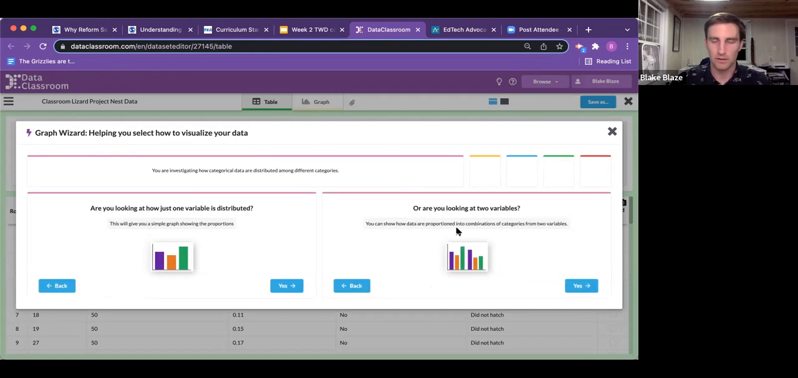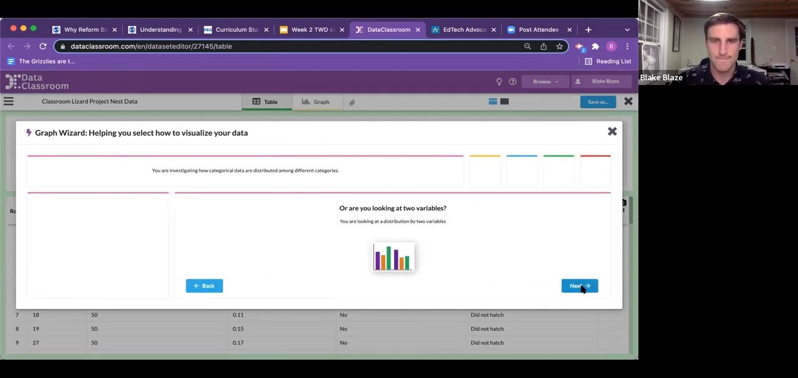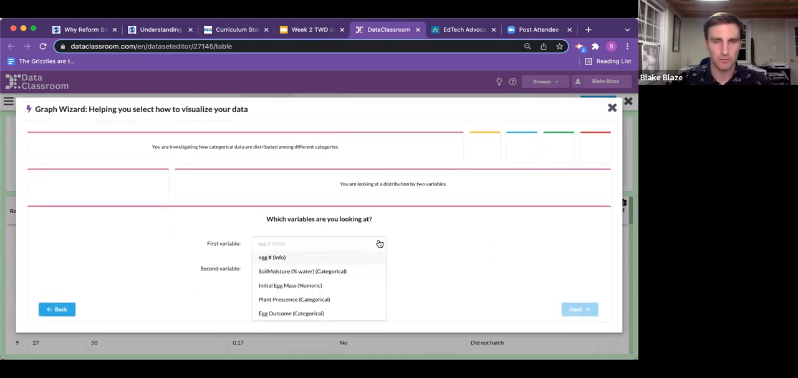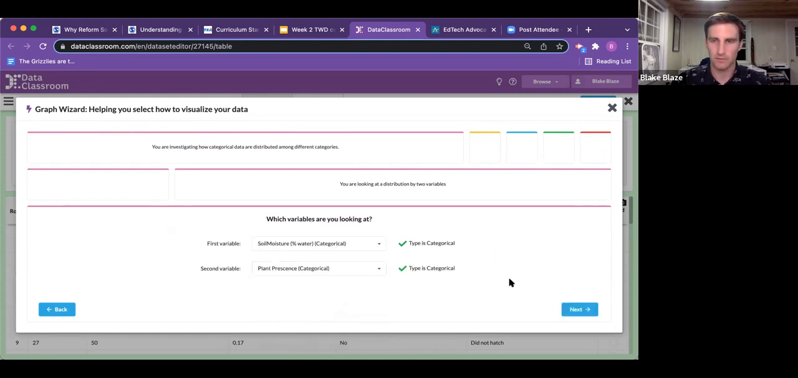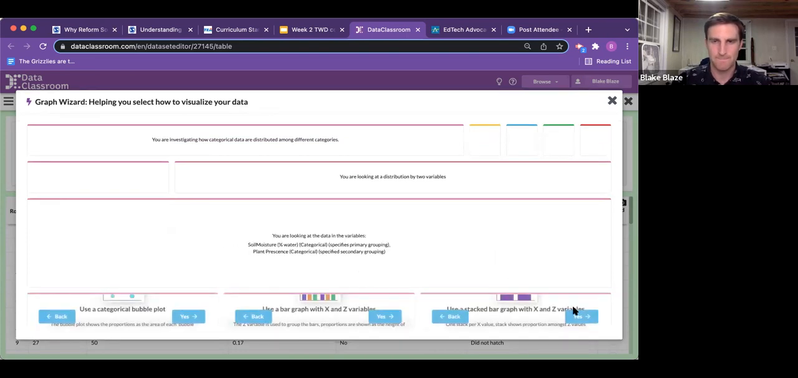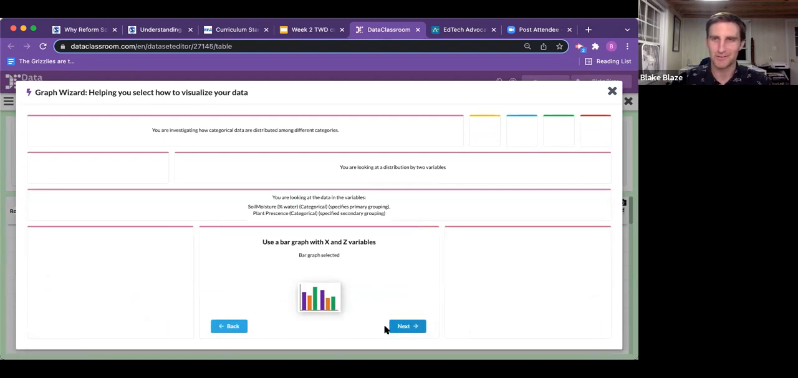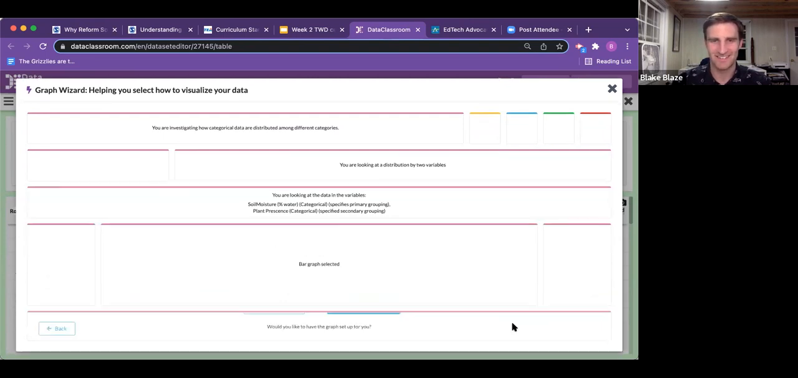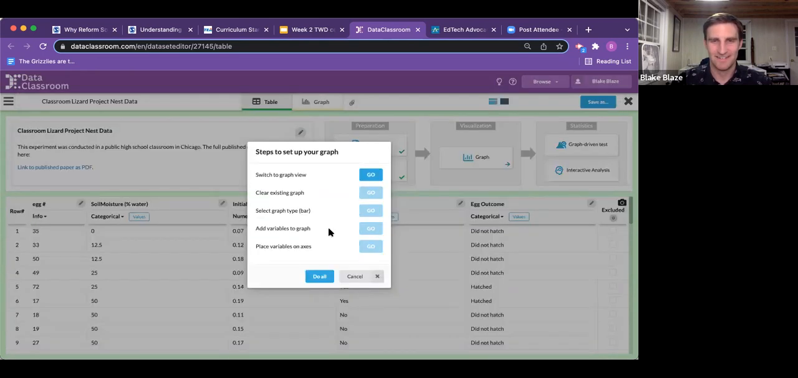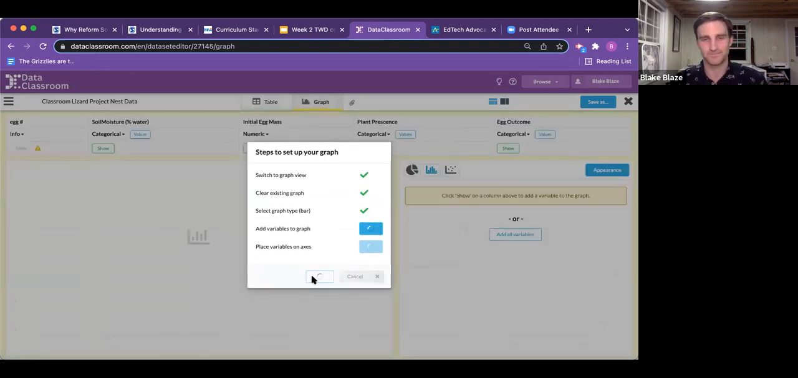And as we just covered, we are looking at 2 variables. So we're going to select this. And now what are our 2 variables? They are soil moisture and plant presence. And I'd like to start off with a bar graph because everyone likes to start with bar graphs. Here's a good example of the scaffolding that DataClassroom provides students to take it step by step. For the sake of time, we're going to do all of them and get right to the graph.